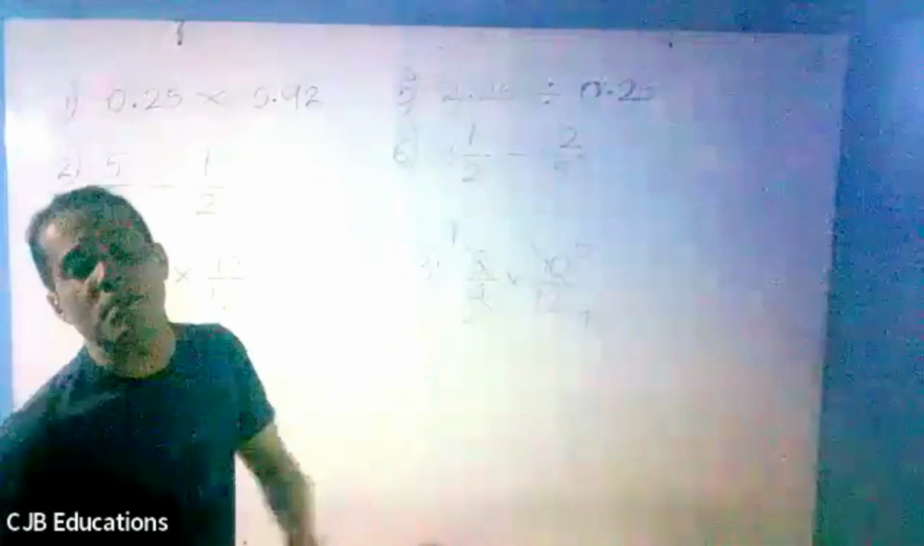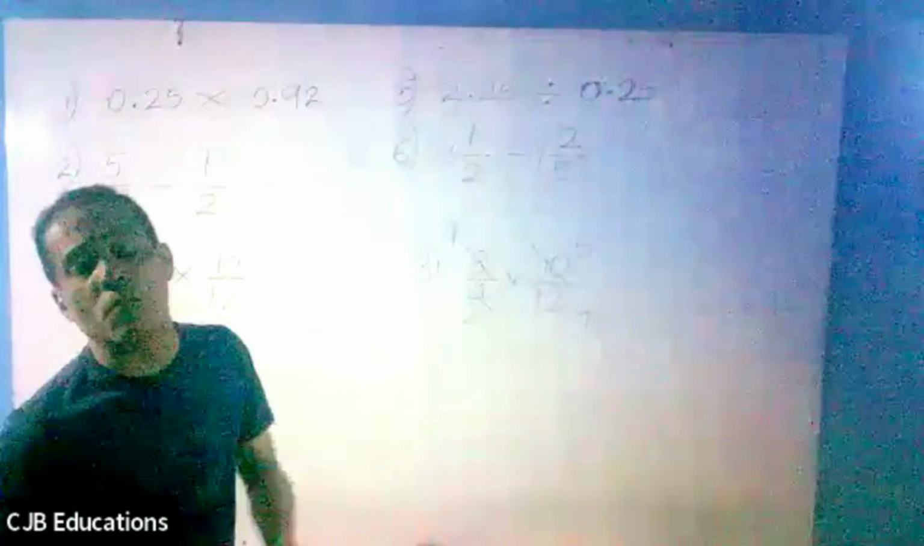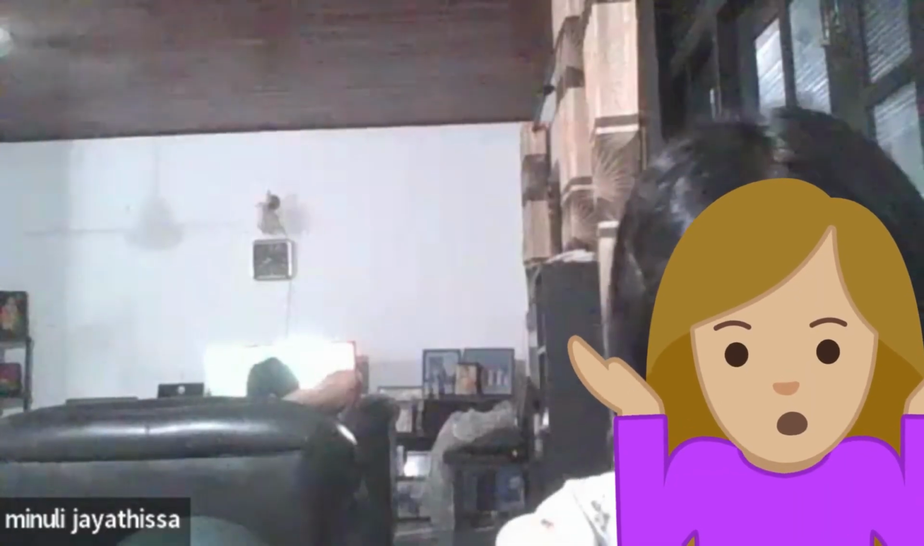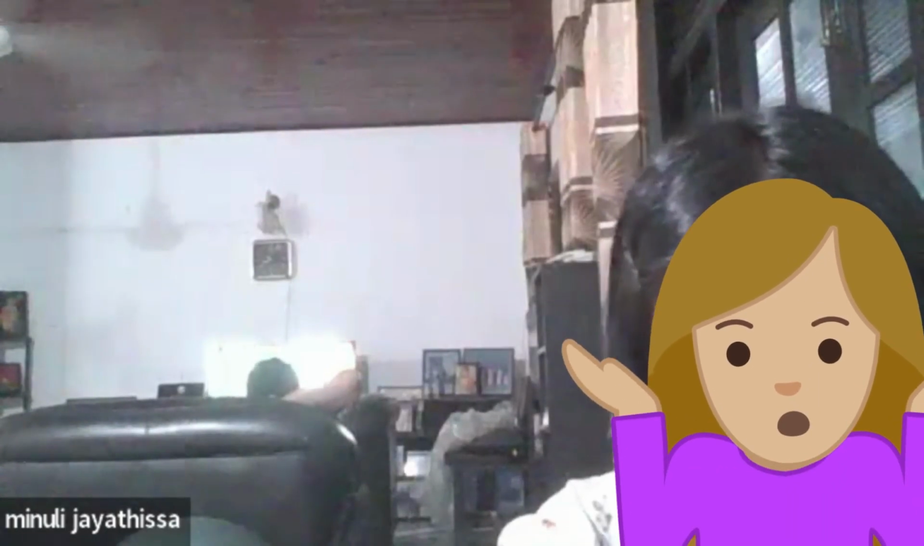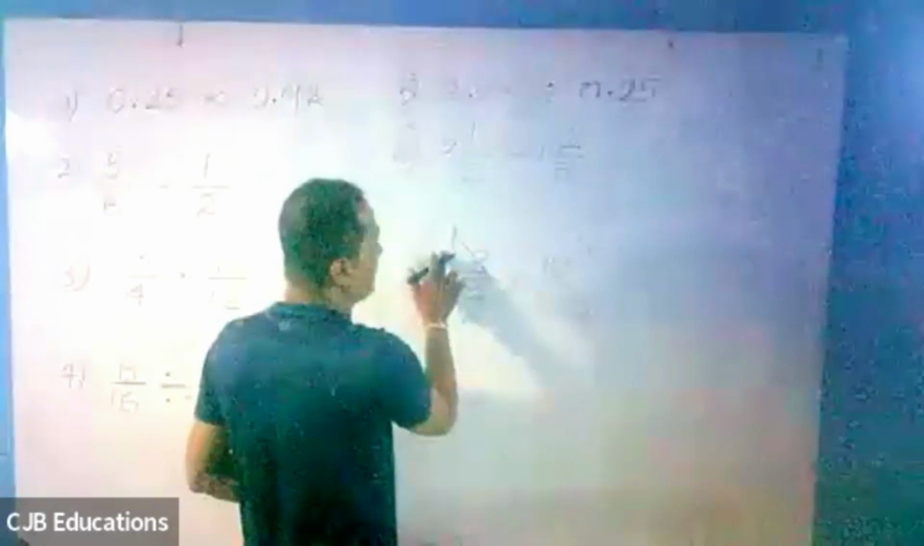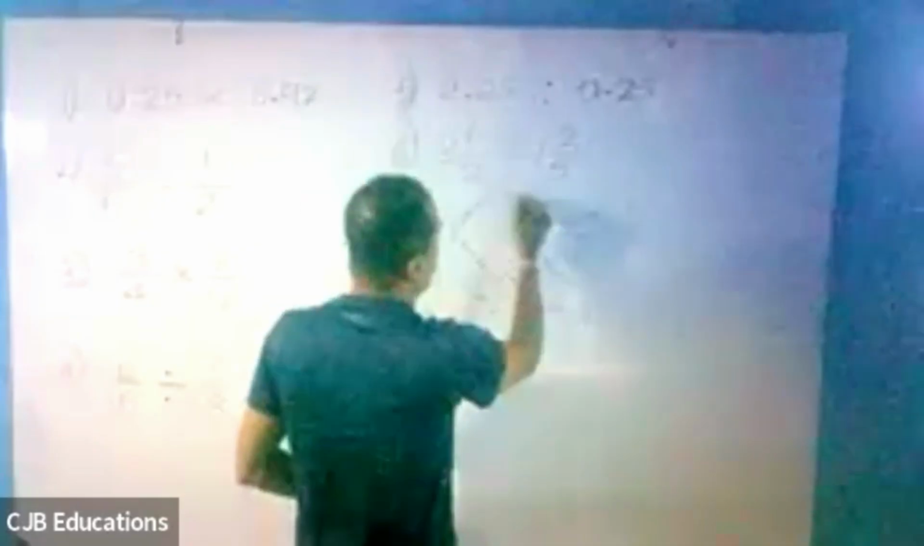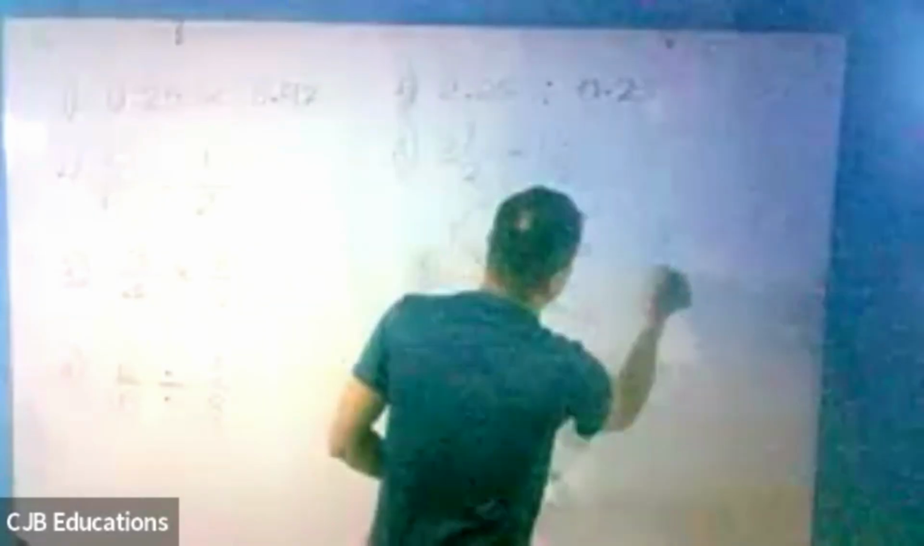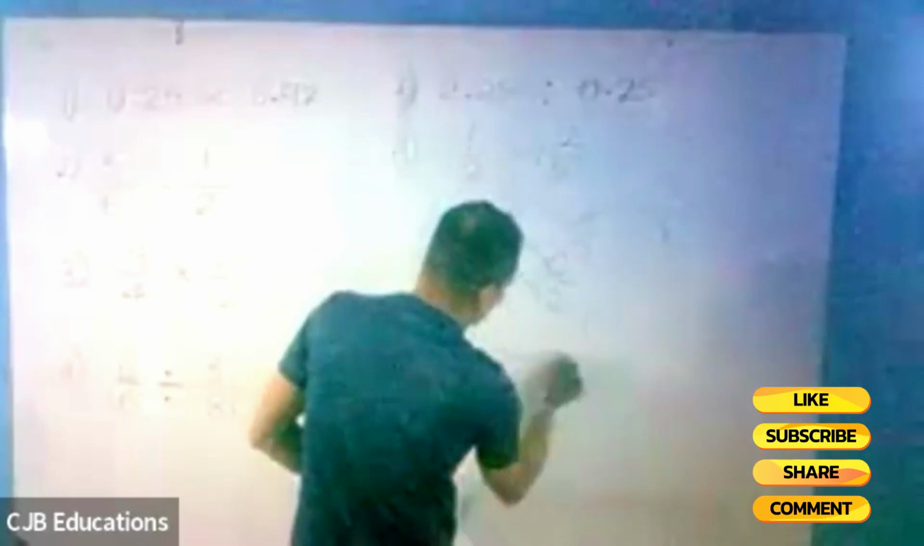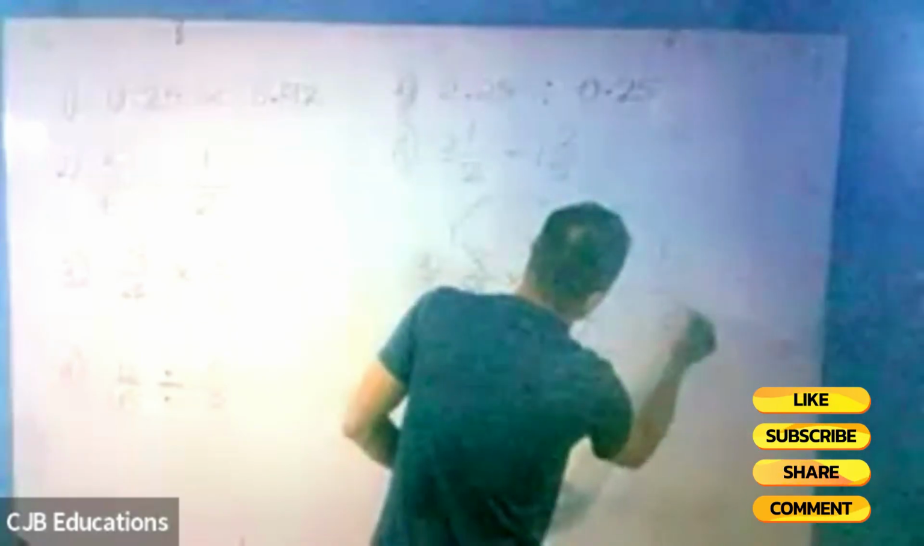Now we can multiply all the numerators together and all the denominators together. Here it became only 1, here 5, here 2, and here 4. Then 1 times 5 is 5, and 2 times 4 is 8. Then 5 over 8 is the answer here. Is it clear? Yes, sir.